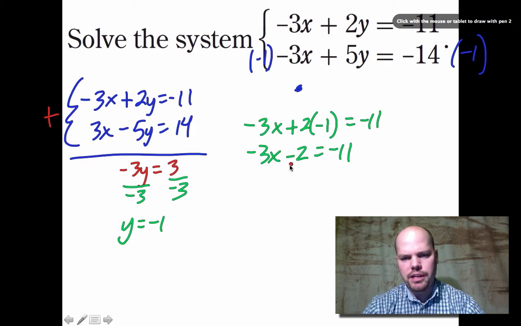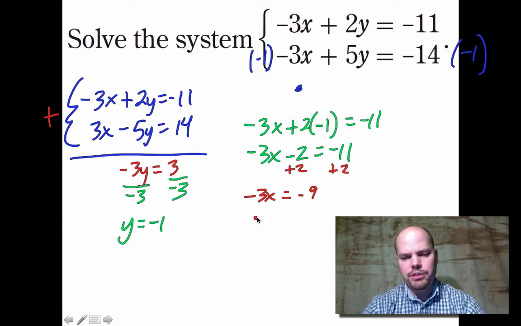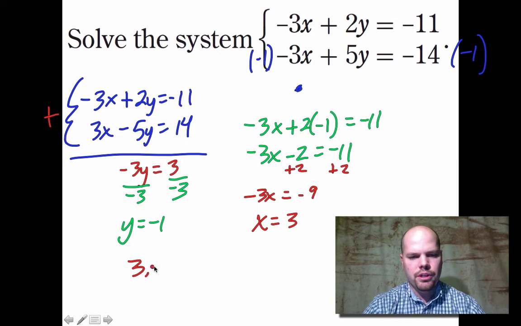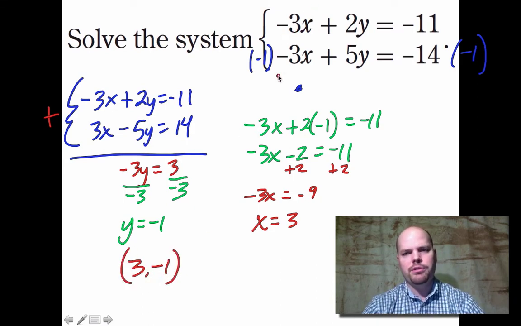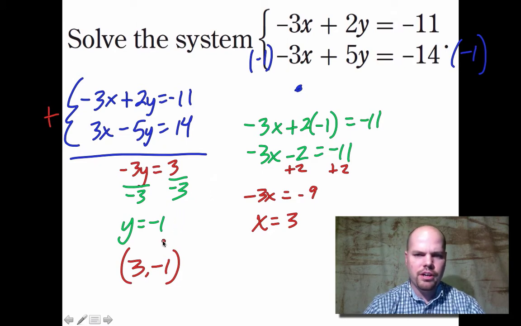Add 2 to both sides. And we end up with negative 3x equals negative 9. Divide both sides by negative 3, so we get x equals 3. So our solution would be (3, negative 1). Plug those values back in and make sure they work.